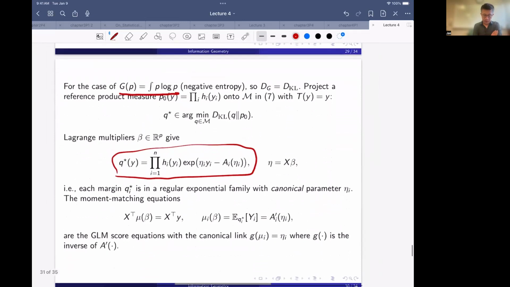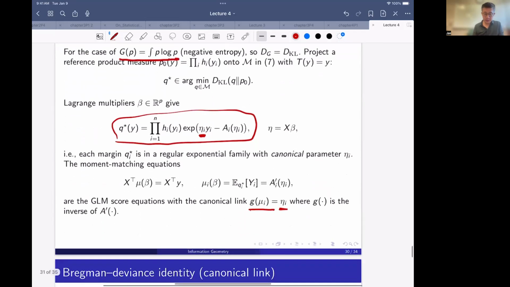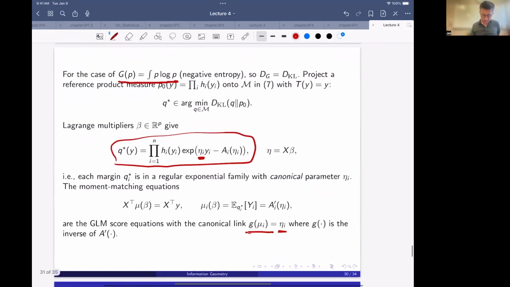In the generalized linear model, they have a canonical parameter, this eta_i, and eta_i is g of mu_i. So this is the GLM link function, right? So what we have can be formulated as a GLM.